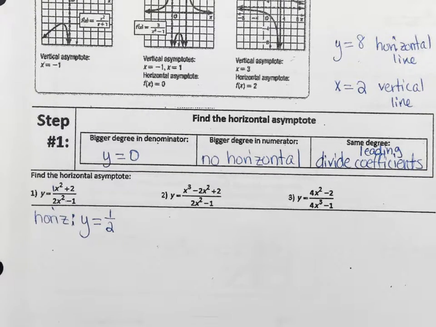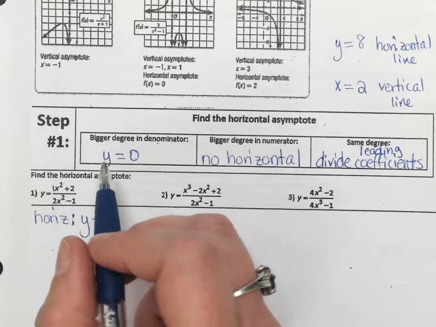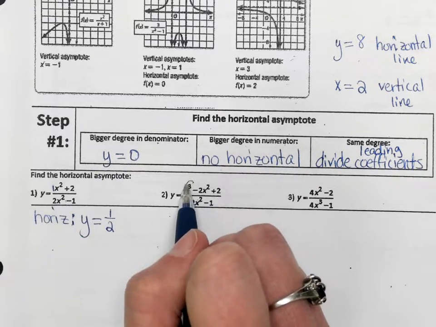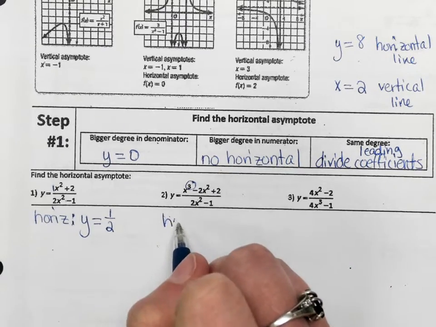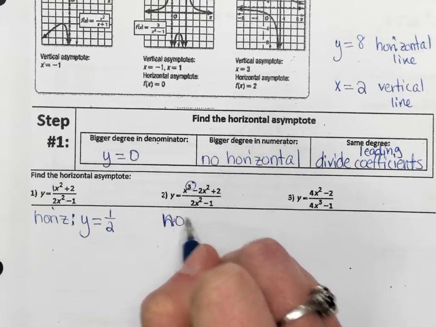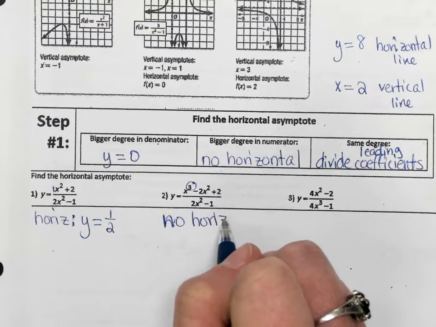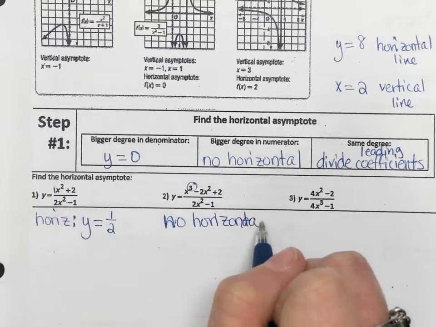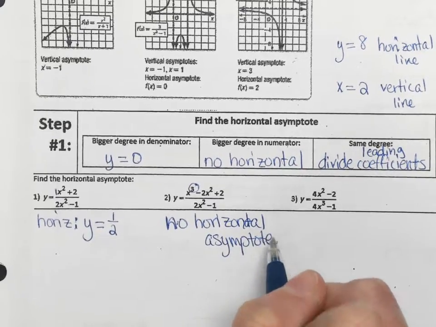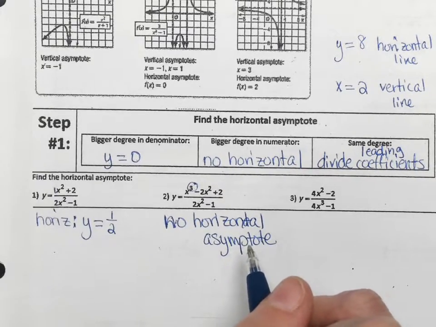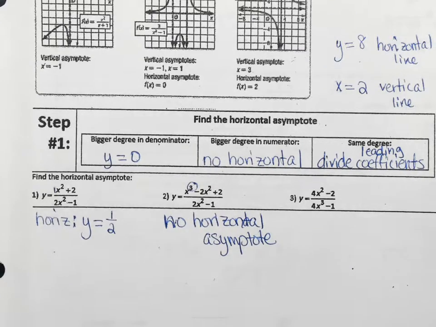Alright, what about number 2? How do you know that? The highest degree is in the numerator. So there is no horizontal asymptote. So if we just write NA? No, no horizontal asymptote. Thank you.